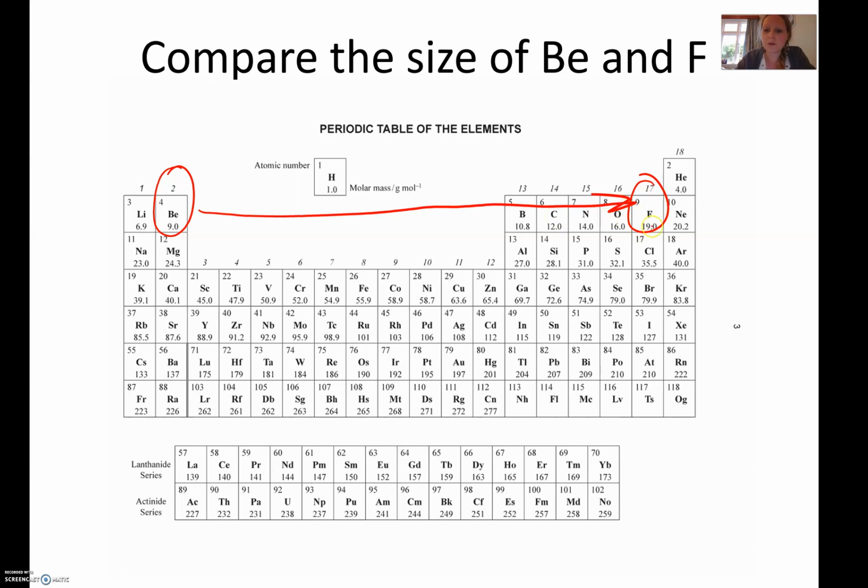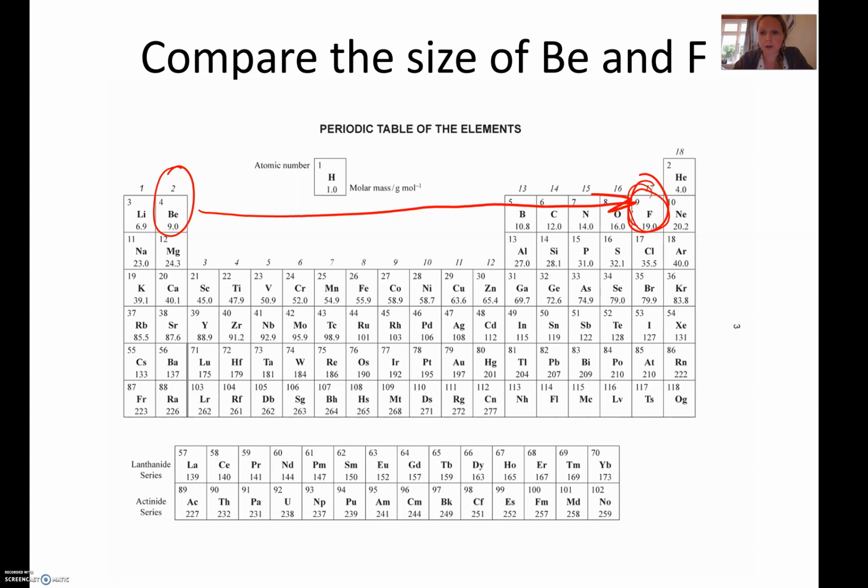Fluorine has got more positive protons compared to beryllium, 9 compared to 4. So the electrostatic attraction of the valence electrons to the nucleus in fluorine will be greater. Therefore, the valence electrons are going to be pulled in closer, and therefore fluorine will have a smaller atomic radius.